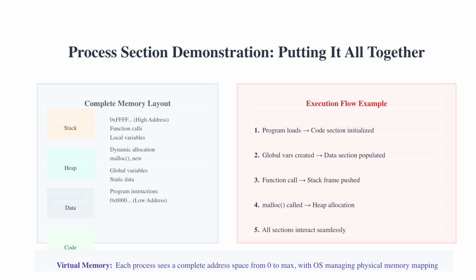The key concept here is runtime allocation flexibility. The heap allows your program to adapt its memory usage based on actual needs rather than compile time estimates. This makes it essential for data structures that grow dynamically, like linked lists or variable-sized arrays.